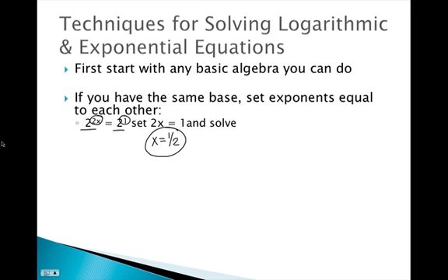So that's a pretty basic problem. We're going to go into another more complicated example later on in the lesson. But I just wanted to give you that first technique so that you have an idea of how you would go about solving these.